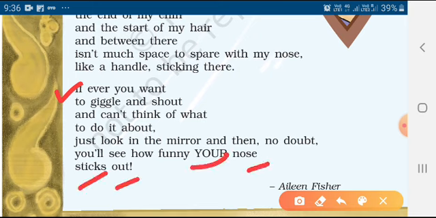Okay, so now in the first line she is saying if ever you want, it means if sometime you want something. So if you want to giggle, it means to smile, giggle means to smile.